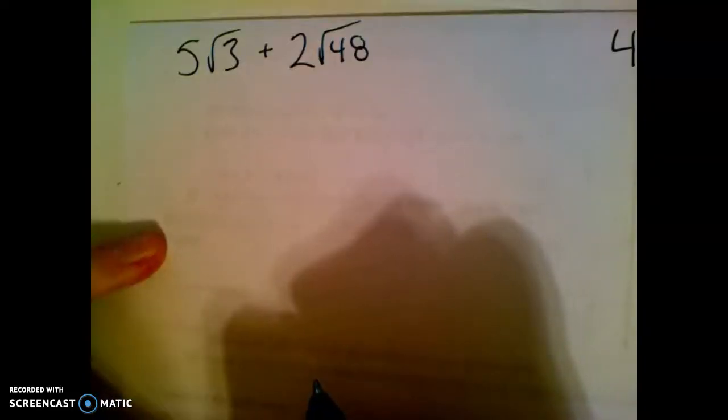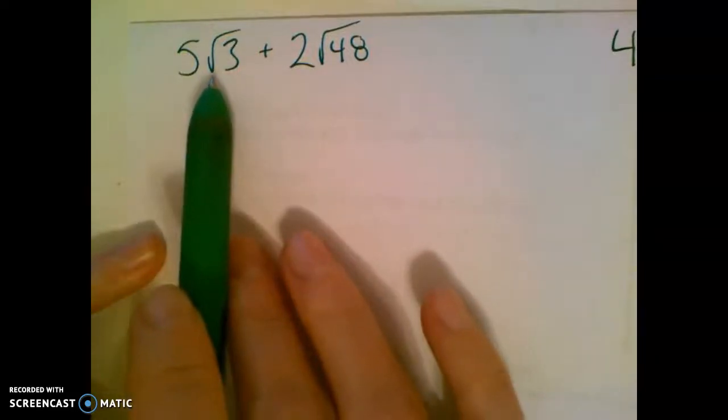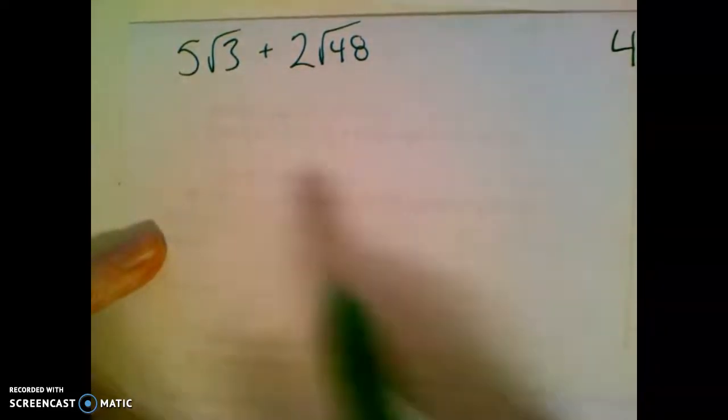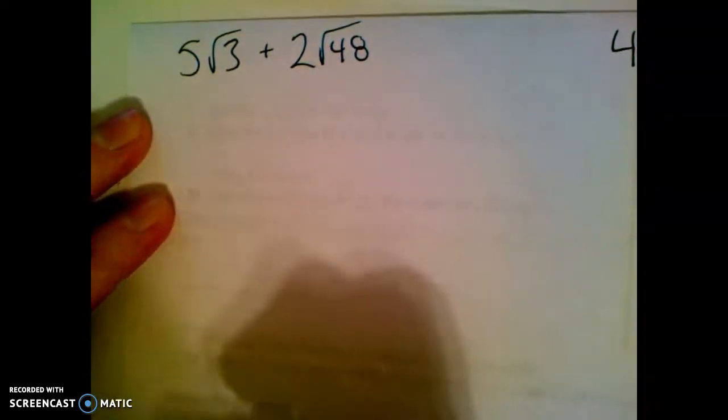So next we'll talk about adding and subtracting radicals, and the rule for that is you can only add them if the inside of the radical is exactly the same. So root 3 and root 48 are obviously not the same. So reduce radicals, and then if you have similar radicands, then go for it.